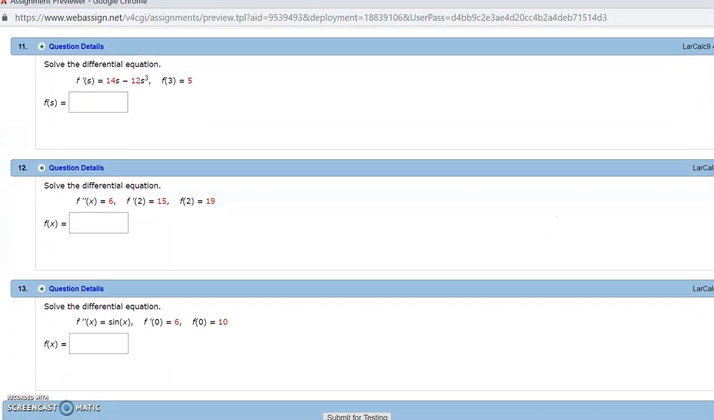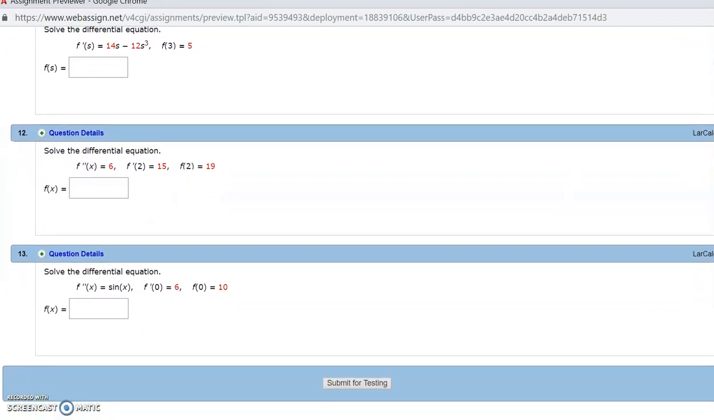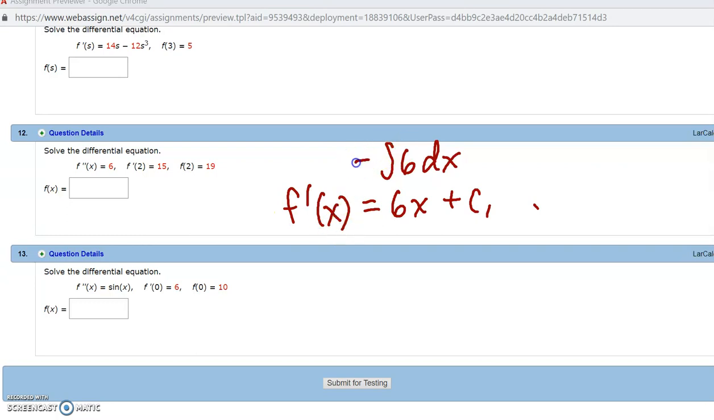I think number 12. I thought 12 was very interesting and I'll leave you to do 13. So 12 gives me a differential equation, but it gives me some very interesting things. It gives me the second derivative, which is also what I get on 13, and then an initial condition for my second derivative, and then an initial condition for my first. So I actually need to integrate twice. So my integral is going to be 6 dx, and when I take the integral of that, I get 6x plus, we're going to call this c1. And this is equal to f prime of x, because it's the integral of f double prime.